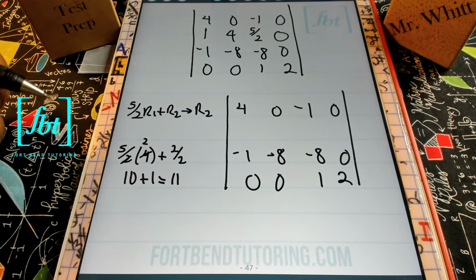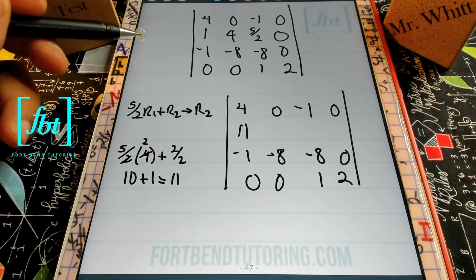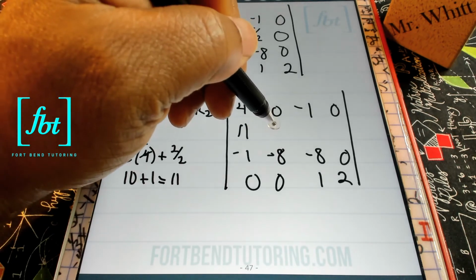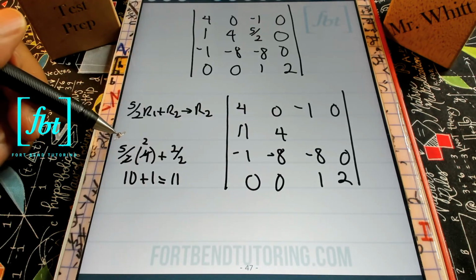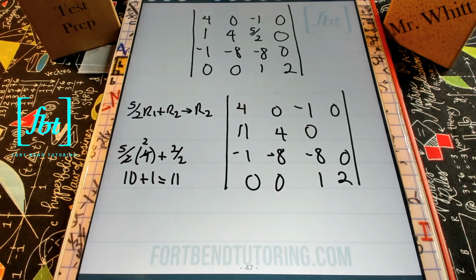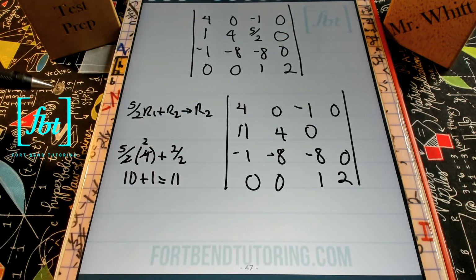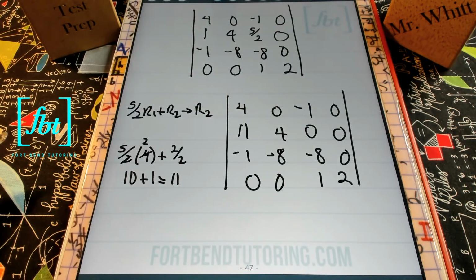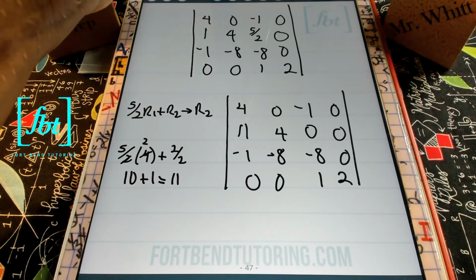So there we go with that. So you end up with 11 here. Then multiplying 5 halves times 0 is 0, and then 0 plus 4 is 4. Then multiplying 5 halves times -1 is -5 halves, and -5 halves plus 5 halves is 0. And then 5 halves times 0 is 0, and then 0 plus 0 is 0. So you have 11, 4, 0, and 0 here for your new row 2.